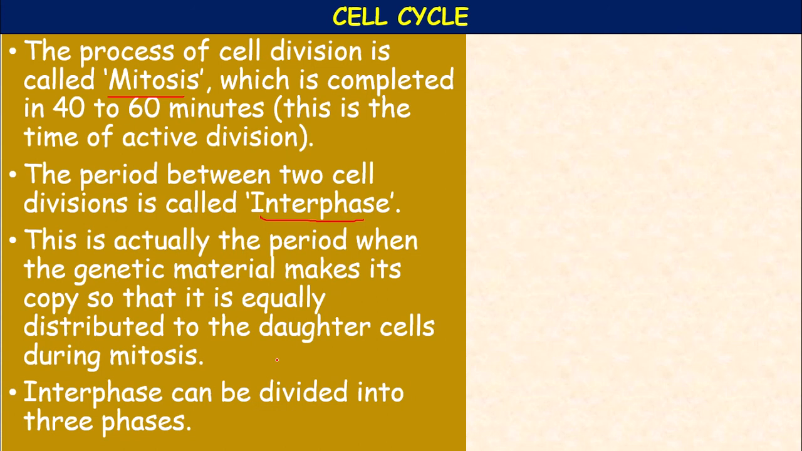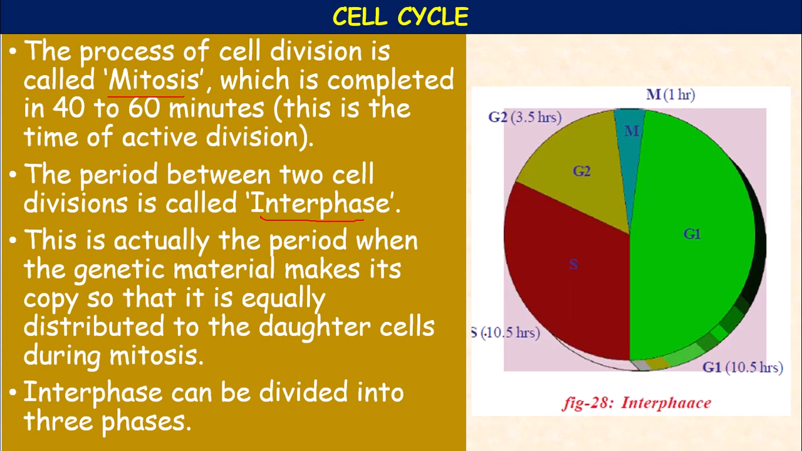The interphase can be divided into three phases: G1 phase, S phase, and G2 phase. G1 phase is the longest, about 10.5 hours. Then G2 is only 3 to 4 hours. Okay.